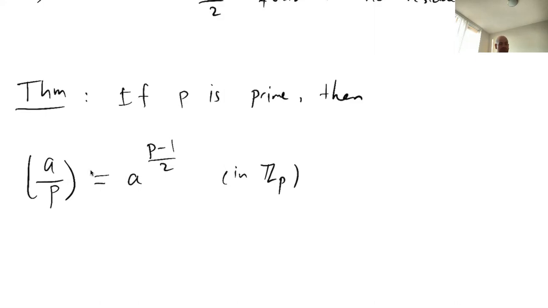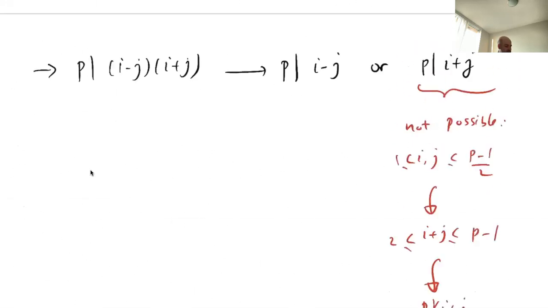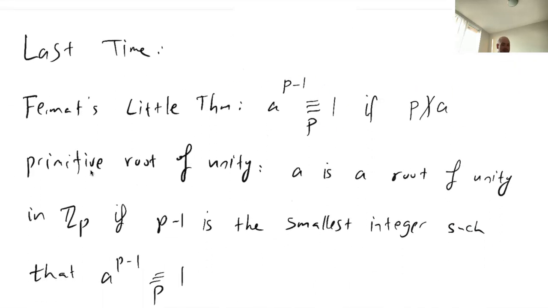But can we say the same thing about a to power p minus 1 over 2? Can we say that it is also either 1 or minus 1? Well, the answer is yes. A to power p minus 1 over 2 mod p is also always either 1 or minus 1. Remember that according to Fermat's little theorem, a to power p minus 1 is 1. So if a to power p minus 1 is 1, a to power p minus 1 over 2 should be either 1 or minus 1, right?